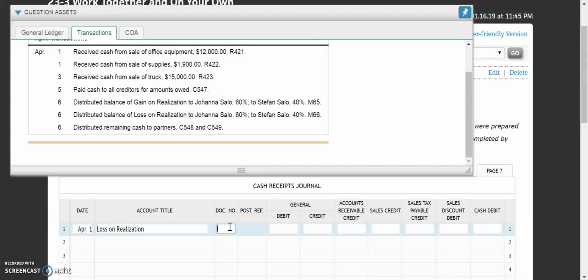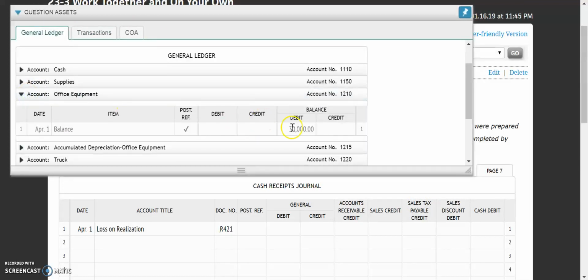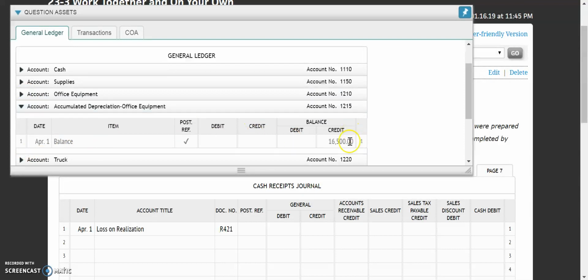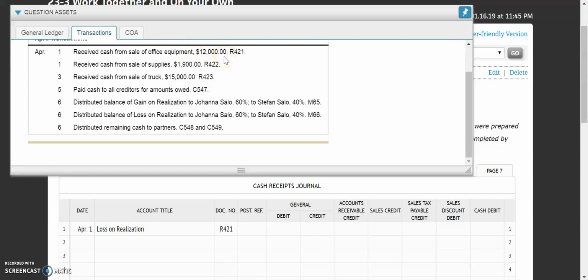Our document number for this transaction is R421. And if you remember, when we figured out how much our book value of our office equipment was, it was $13,500, which again is the balance of $30,000 minus the accumulated depreciation of $16,500. And we received $12,000. So if we take $13,500 and subtract out 12, we get $1,500. So $1,500 is the balance in our loss on realization.